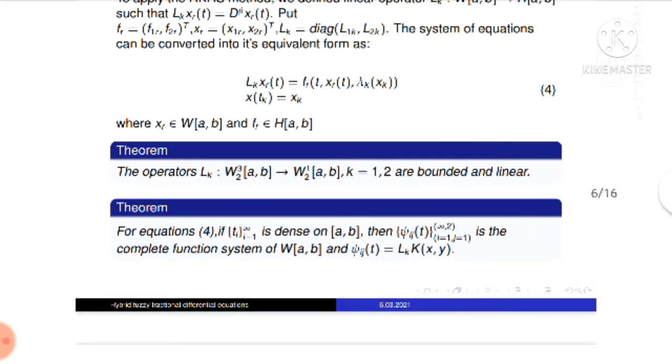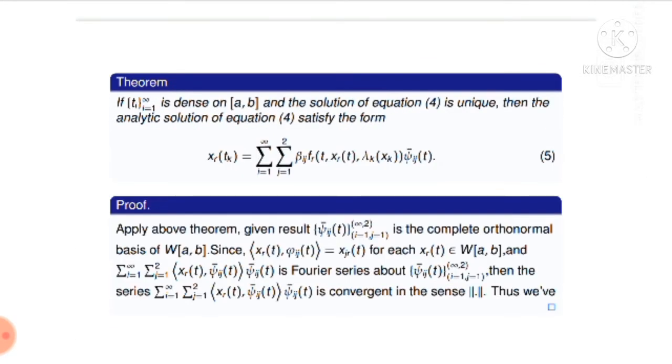Next theorem for equation 4: if t i tends to i equal to 1 to infinity is dense on a comma b, then psi i j of t, i equal to 1 to infinity, j equal to 1 to 2, is the complete function system of W a comma b, and psi i j of t equal to L k k x comma y a comma b, and the solution of equation 4 is unique, then the analytic solution of equation 4 satisfies the form x k of t k equal to summation i equal to 1 to infinity, summation j equal to 1 to 2, beta i j f of t comma x r of t, lambda k x k, psi bar of i j of t.